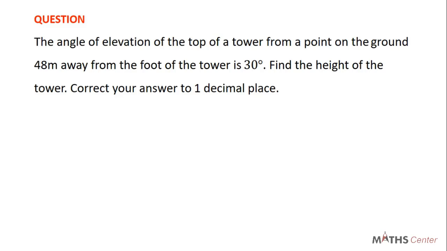The angle of elevation of the top of a tower from a point on the ground 45 meters away from the foot of the tower is 30 degrees. Find the height of the tower. Correct your answer to 1 decimal place. A diagram was not given to us in this question, so we will have to draw our own diagram.